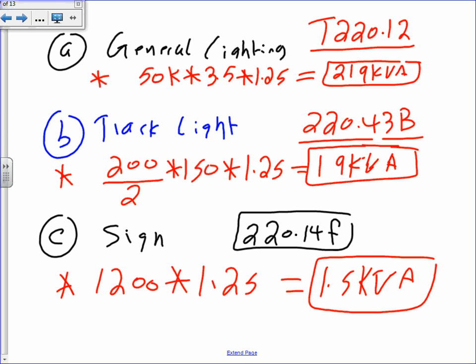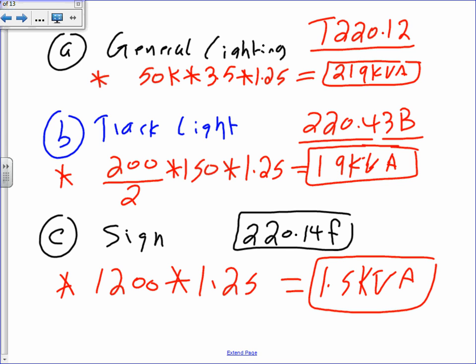I put down 220.14(F). That's a code reference, is it? Yes. Yeah, 220.14(F). Any comments, guys? Any questions about these? Shall we move? Why? Where'd you get the 1200 from? The 1200 is coming from 220.14(F). If you go there, good point.